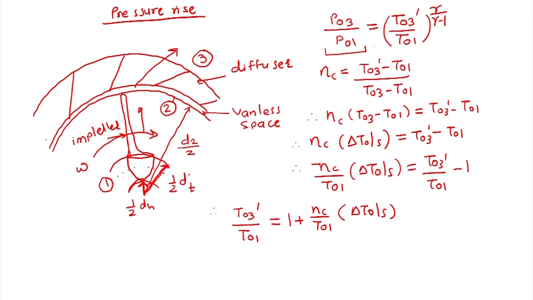We can use this formula, which is related with isentropic temperature rise, for the evaluation of pressure ratio. So we have P03 divided by P01 is equal to T03 dash divided by T01 bracket raised to gamma upon gamma minus 1. So knowing this, we can write down the formula for pressure rise as P03 divided by P01 is equal to 1 plus efficiency of compressor into T01 into delta T naught stage bracket raised to gamma upon gamma minus 1.